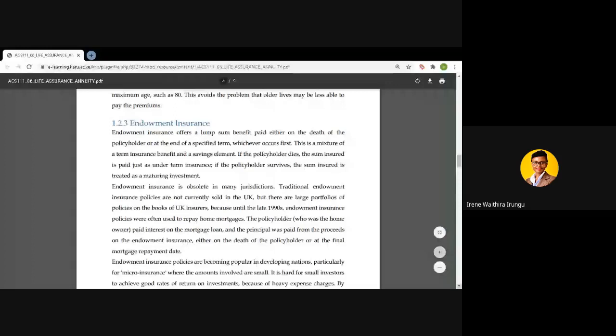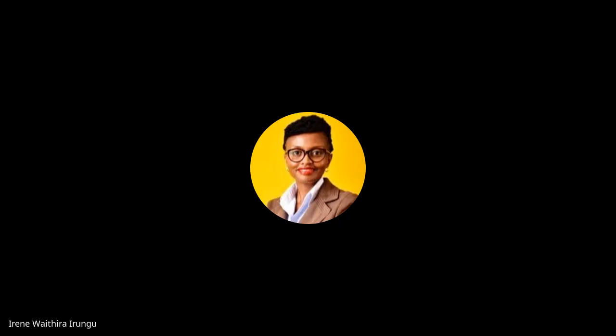So we consider this to be a mixture of a term assurance benefit that caters for the death benefit part and the savings element benefits.